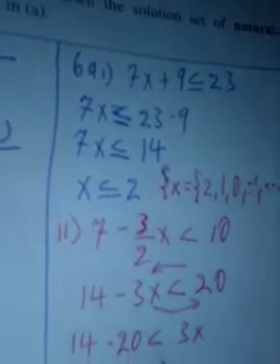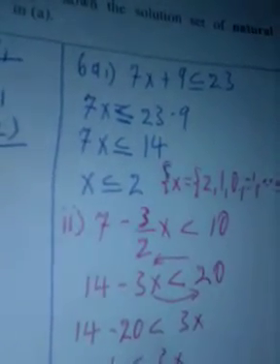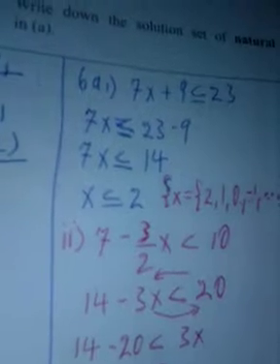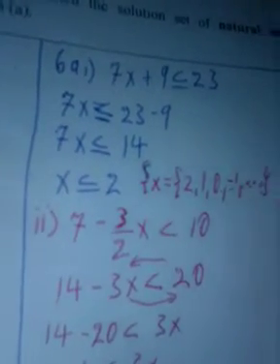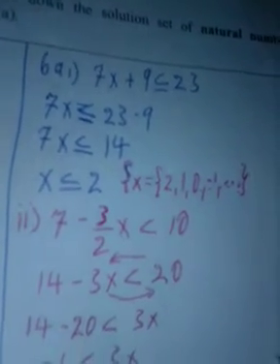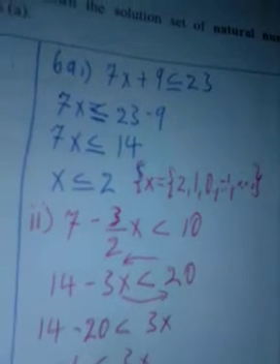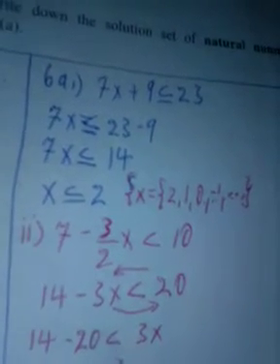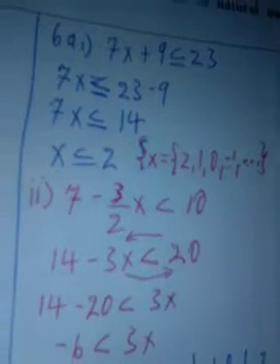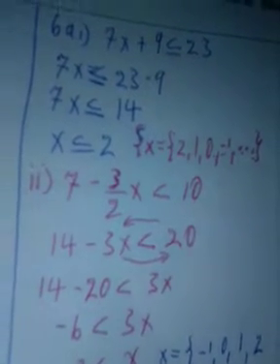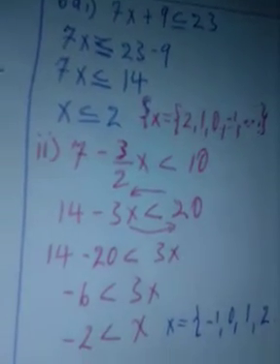Now what we're going to do here is multiply by 2 first of all. So we get 14 minus 3x is less than 10. And now I'm going to bring the 14 over, and it becomes a minus 14. 10 minus 14 is minus 4... I'm going to bring the minus 3 over, and I'm going to bring the 20 over, it becomes a minus 20. 14 minus 20 is minus 6. It's going to be 3x greater than minus 6.